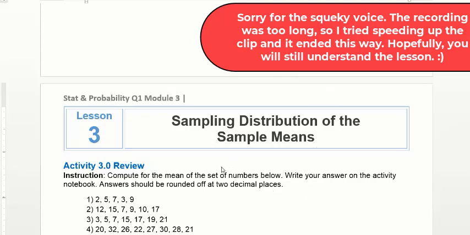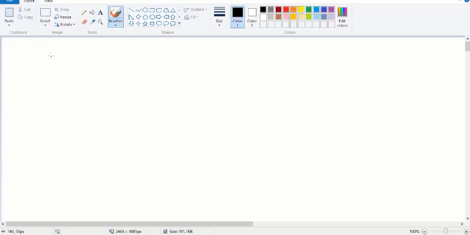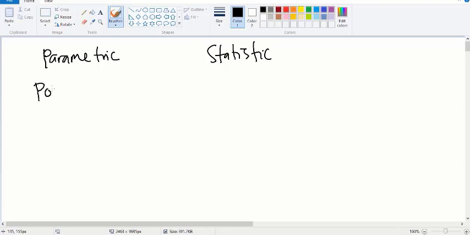So, we are talking about sampling and sampling distribution. Just a little bit of review kanina. We talked about sampling, the difference between the population and the sample, and also the difference between parameter and statistic. Ang kaibahan nila, ang parameter talks about the population, tapos ang statistic talks about the sample.